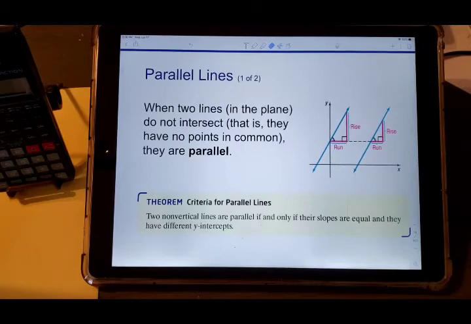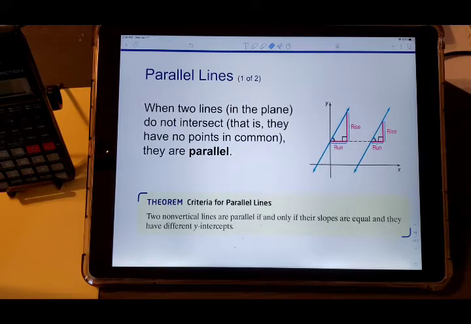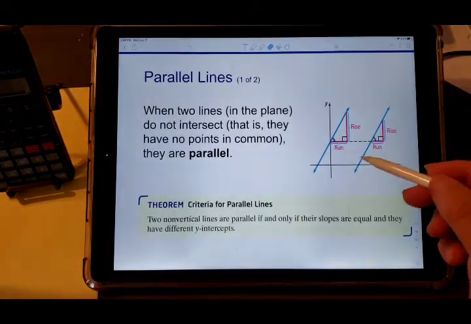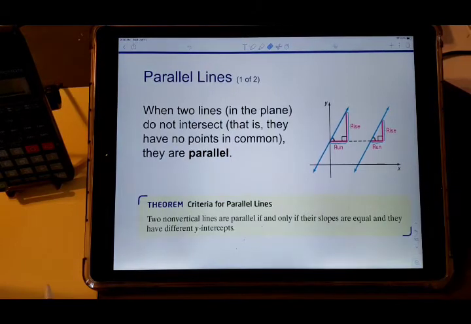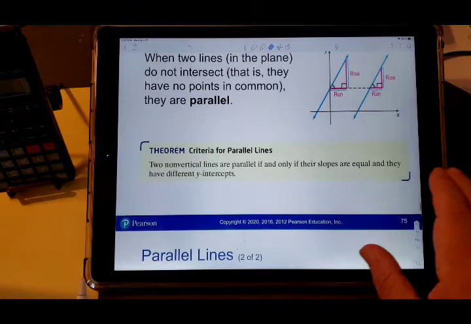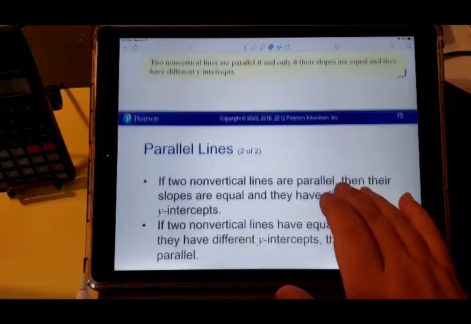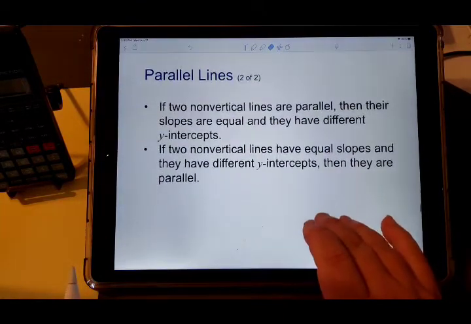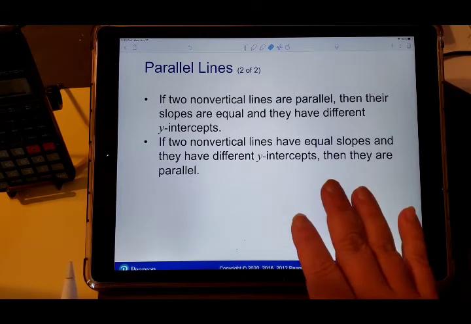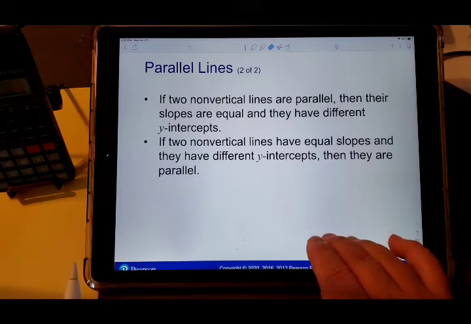Right, picking up where we left off, parallel lines. Two lines are parallel if they have the same slope. So that's the criteria for determining if lines are parallel. We'll talk about perpendicular lines as well, but let's keep on going.